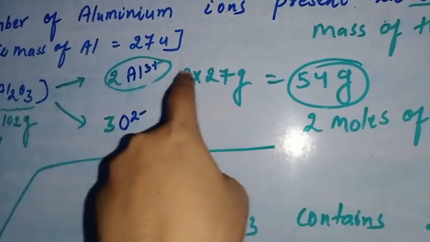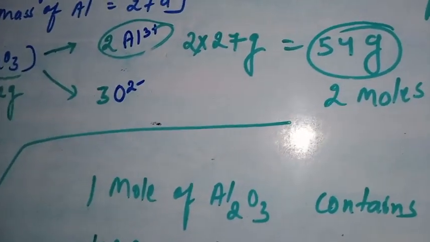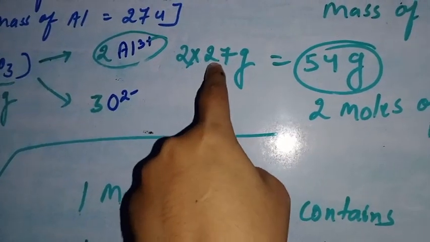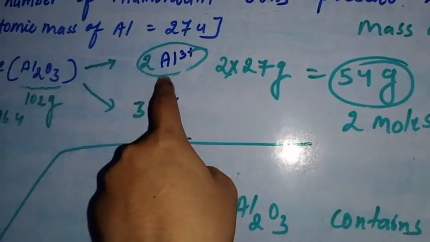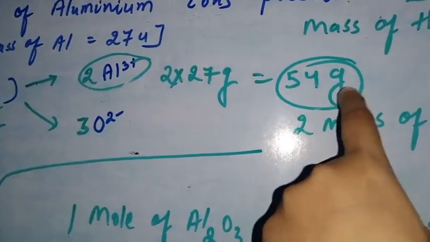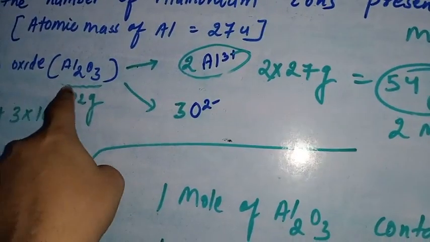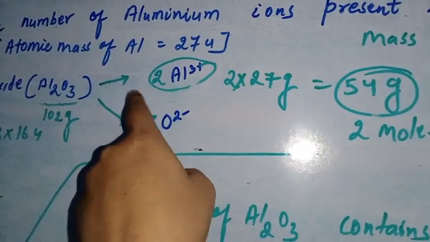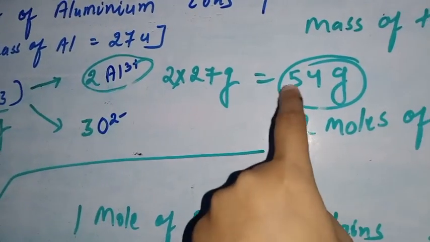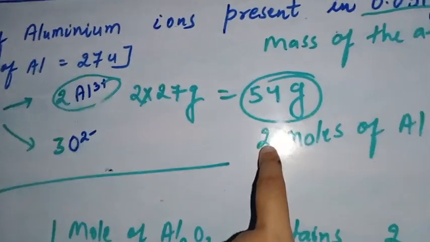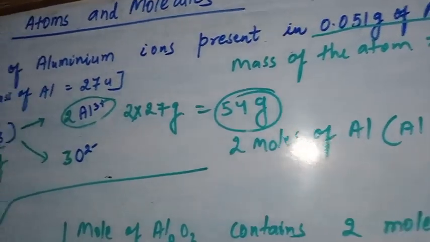So if we calculate the molar mass of aluminum ion, it is the same as the mass of aluminum atom, that is 27 gram. Since there are 2 aluminum ions, we will multiply it with 2 and we will get 54 grams. So 1 mole, or 102 gram, of aluminum oxide contains 54 gram of aluminum ions. When we convert it into moles, we will see that 54 gram is nothing but 2 moles of aluminum ions.